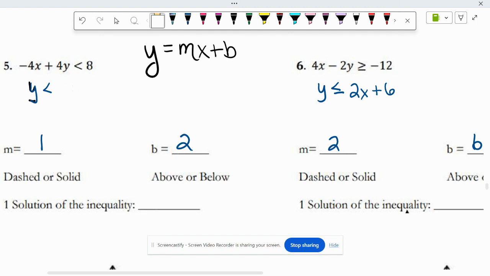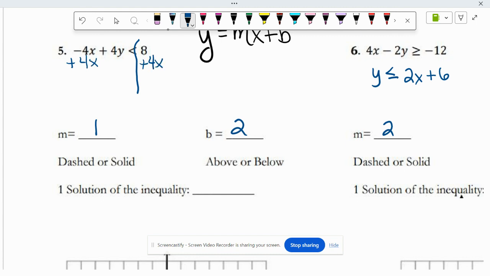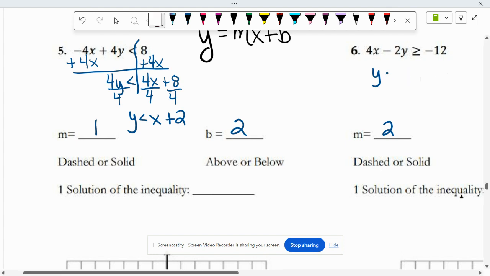Maybe I should just do it with you. Let's look at number 5. Let's do this one together. If I'm trying to get y all by itself, the first thing I'm going to do is add 4x to both sides. Add 4x, add 4x. That gives me 4y is less than 4x plus 8. Then I'm dividing everything by the number attached to the y, which is 4. Y is less than x plus 2. So my slope is 1, and my y-intercept is 2.